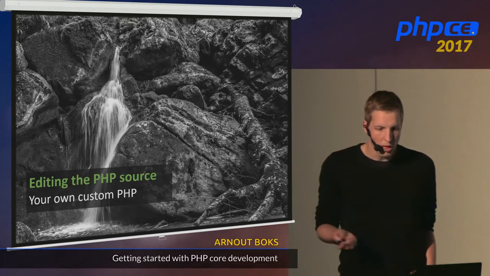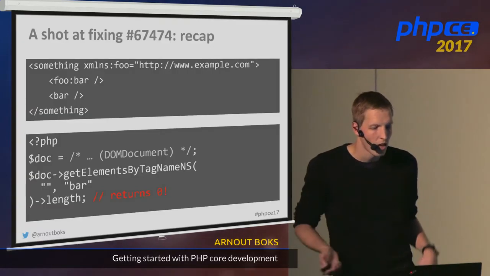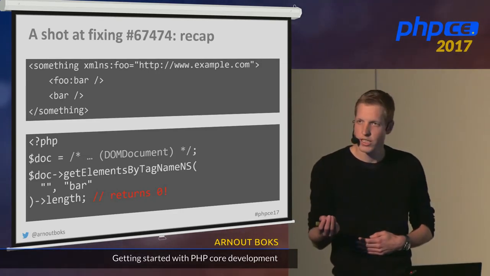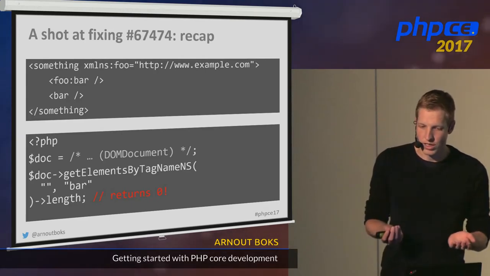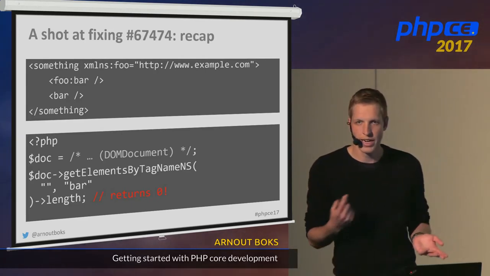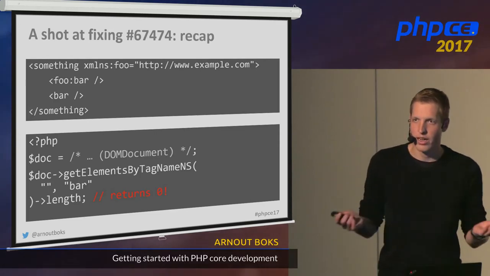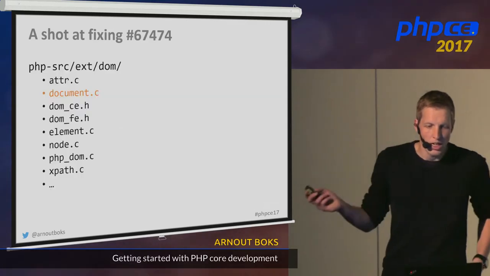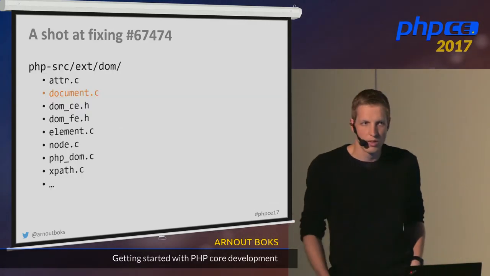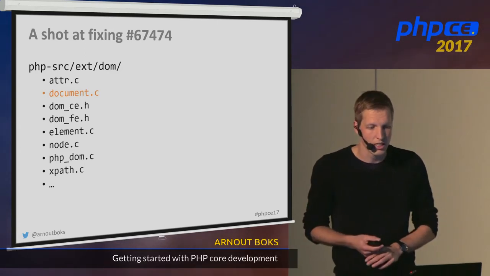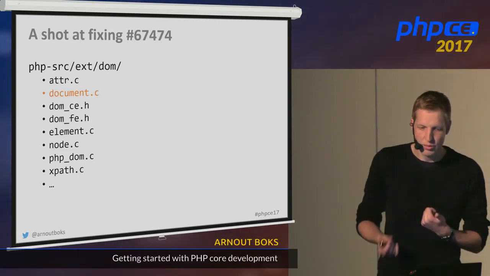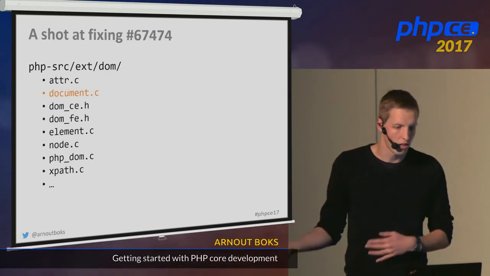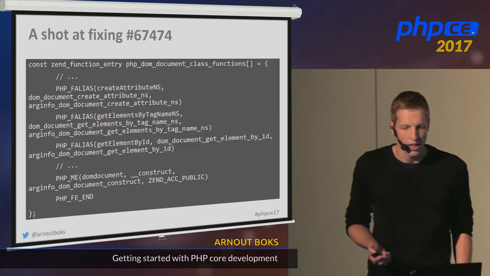So let's go back for a moment to the bug we were trying to solve, right? We were loading data into a DOM document, and we called the getElementsByTagNameNS function on it, and we got back a wrong result. So I started looking into the PHP source code where I could try to start fixing this bug. And I looked into the ext/dom directory, which contains the source files for the DOM extension, and there were things related to DOM attributes and DOM documents and DOM elements, and I thought, hey, this bug is in the DOM document, so let's look at document.c.